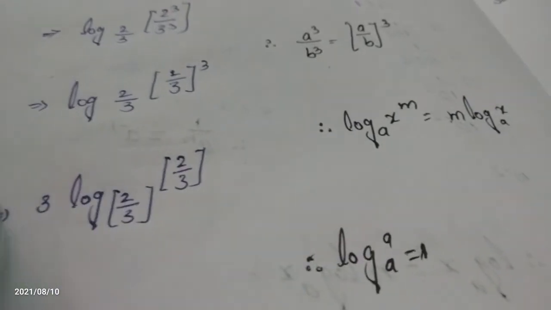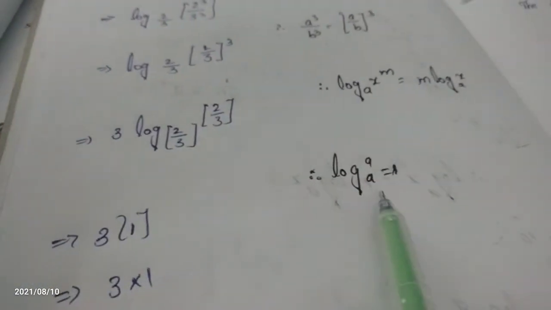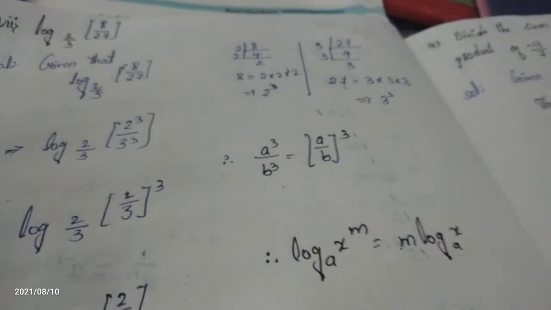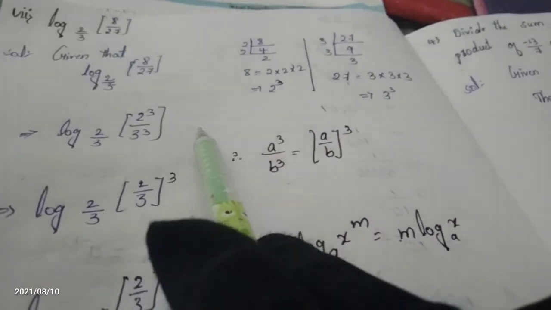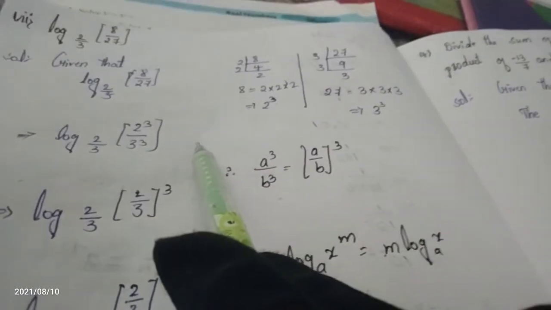This expression is in the form of log a to the base a equals 1, meaning log 2 by 3 to the base 2 by 3 has the value 1 according to this formula. So 3 into 1 is 3, and the answer is 3. Hope you can understand my class. At every step we are using formulas according to logarithms and exponents. This is your answer. At last what we get is 3.